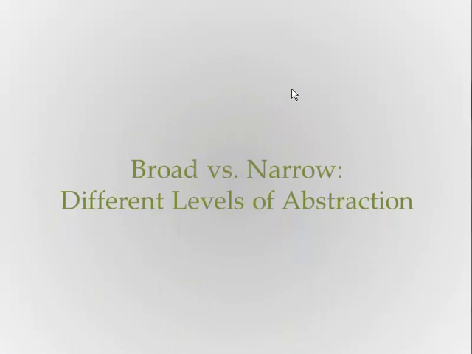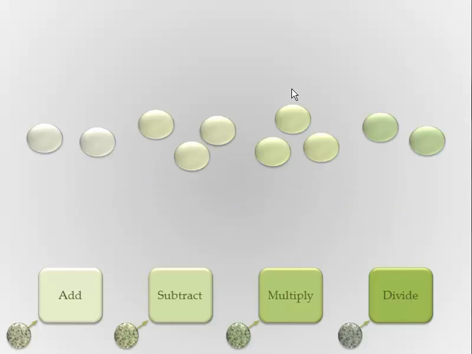Our second kind of hierarchy refers to broad abilities and narrow abilities, not in terms of different levels of generality, but instead in terms of different levels of abstraction. What do I mean by this? Let's take addition again as our domain.